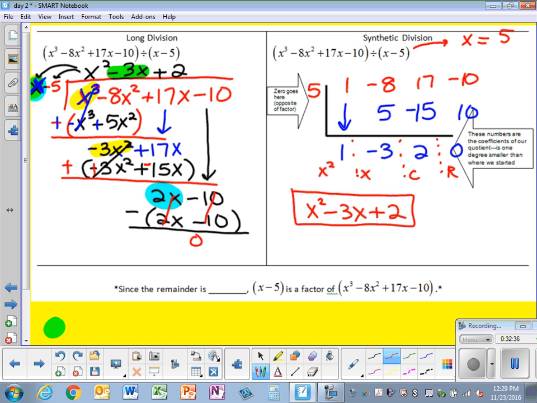Right? Is there anything left to bring down? No. So now look at your quotient up here. x squared minus 3x plus 2. Isn't that the same as your synthetic division one? Right? Yeah. Okay. That's correct. Since the remainder is 0, x minus 5 is a factor of that polynomial. And then your quotient, that's the other factor. Okay? Let's try another one.